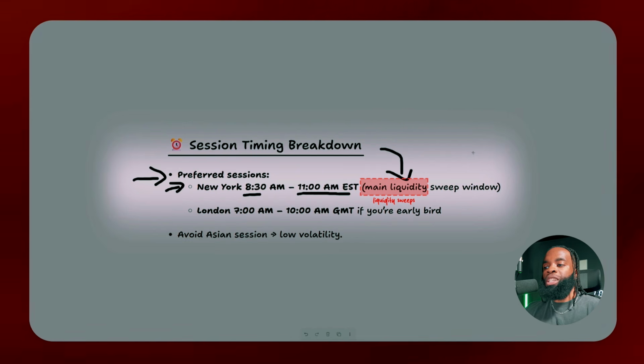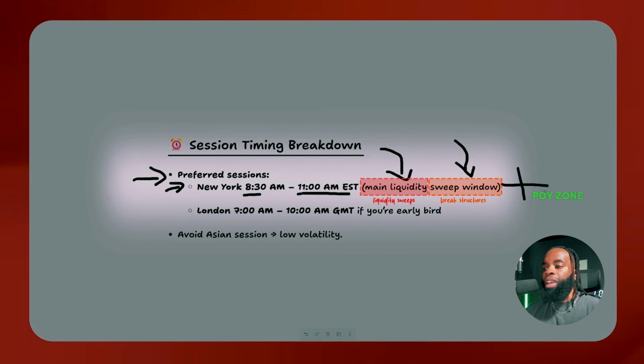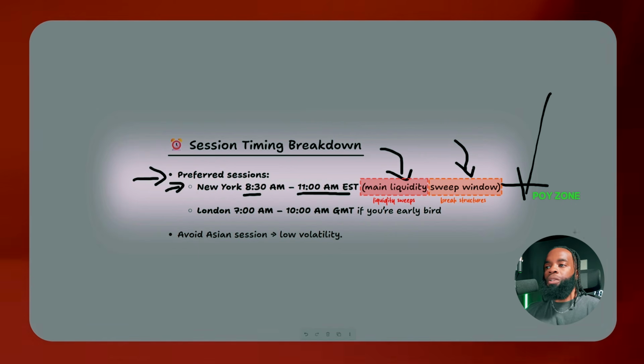Mainly, this is where the liquidity sweeps happen. This is where we get those breaker structures. And then this is where we get that first move to hit that POI zone and then instantly go up.